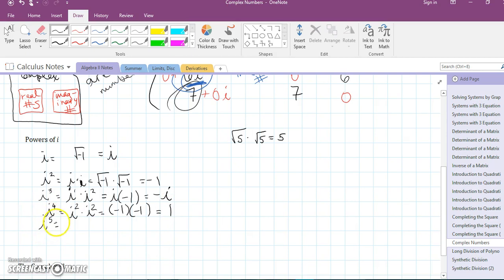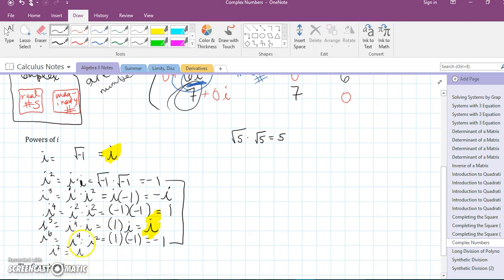i to the fifth. How about we write i to the fifth as i to the fourth, because i to the fourth is the nicest one, times i. Well, i to the fourth is 1. i is just i. Holy moly, I'm back where I started. Look at that. Now let's see if this continues. i to the sixth. Okay, let's do i to the fourth times i to the second. i to the fourth is 1. i to the second is -1. 1 times -1 is -1. Woo, there we go.